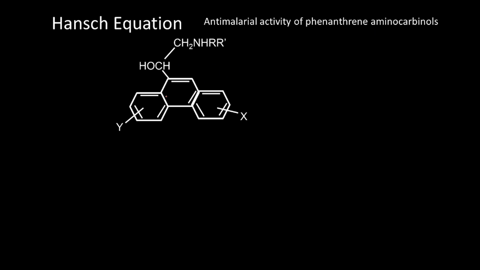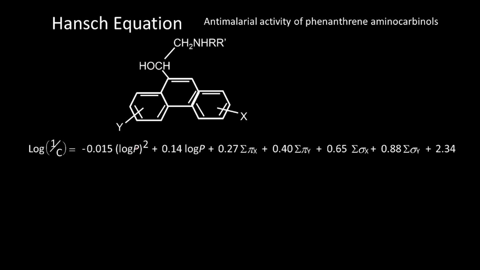So we have 3 fused benzene rings. We have the amino group here, that's why aminocarbinols, because we have the OH here. Look at them. We have the log P squared, log P. Then comes the hydrophobic part of it, and then we have the electronic part of it. We have 2 terms, one for sigma x and sigma y, similarly for pi x and pi y.